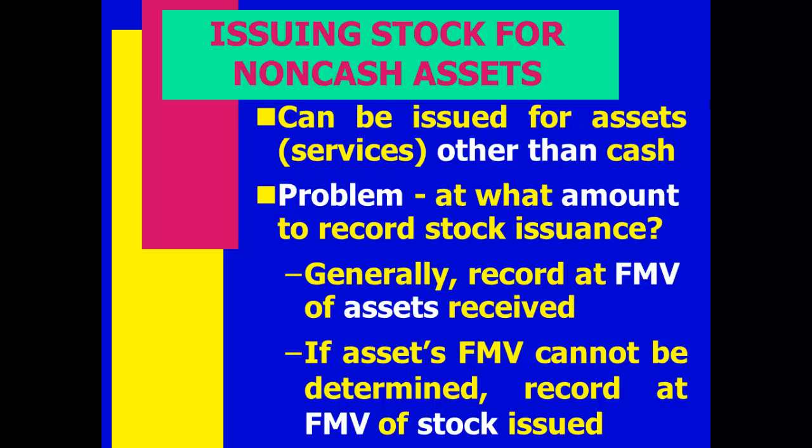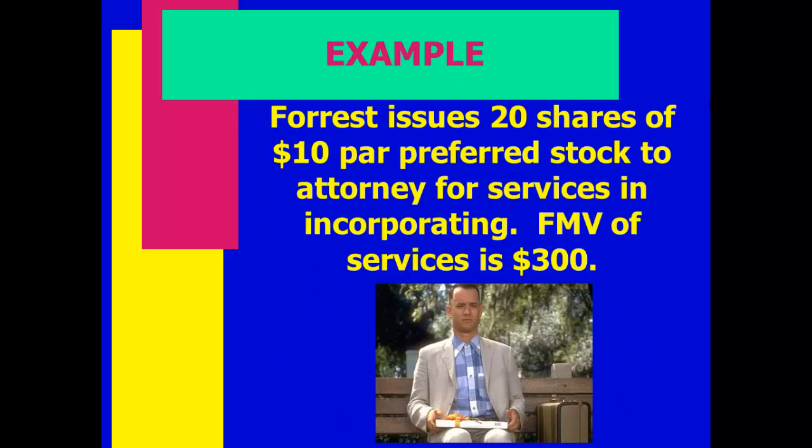And the way we estimate it is to take the number of shares that I have given and multiply it by what each share of stock is worth, and that will estimate what that asset or other item might be worth. Forrest issues 20 shares, $10 par preferred stock to an attorney for their services in getting us incorporated. Fair market value of the services is $300. The cost of getting us incorporated are recorded in what account? The organization expenses is what we call the cost of getting us incorporated.